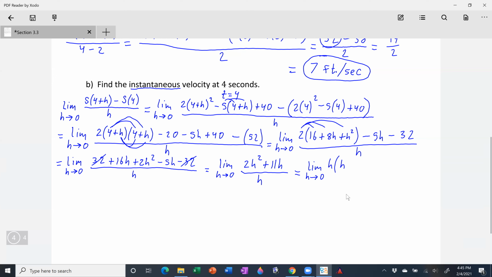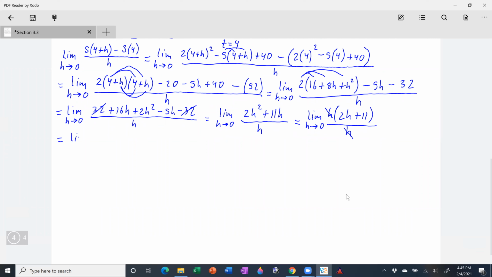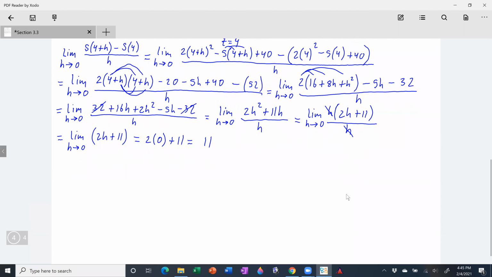Now we have 2h plus 11, which that h can now cancel. And so we're almost done. One last time to write that limit. We have 2h plus 11. Now we can go ahead and use direct substitution. That's a nice polynomial. Remember, you can do direct substitution now. And so plug in 0 for h. We get 2 times 0 plus 11. That part goes away, and we get an answer of 11, and it's feet per second.